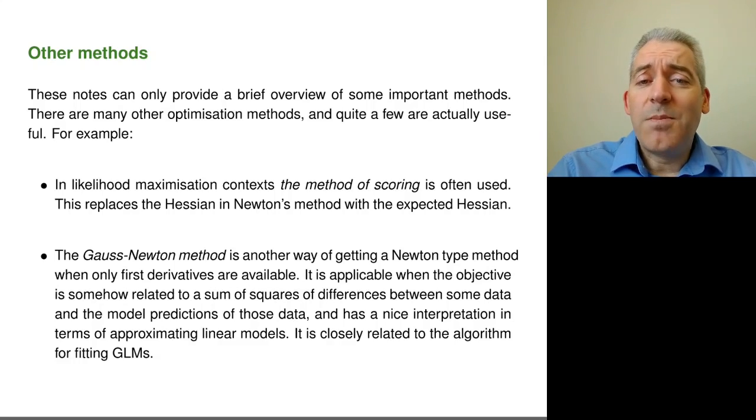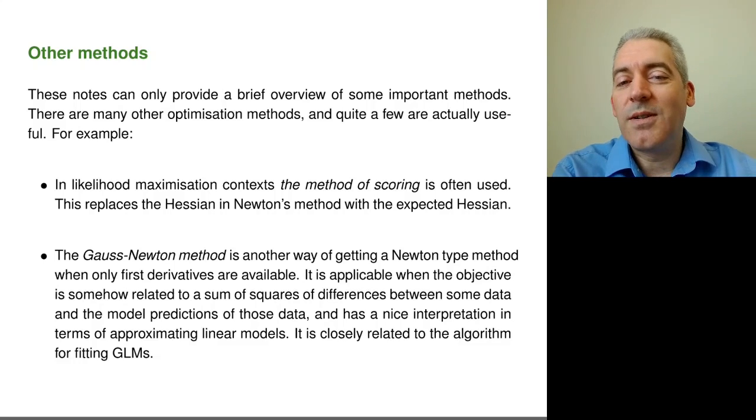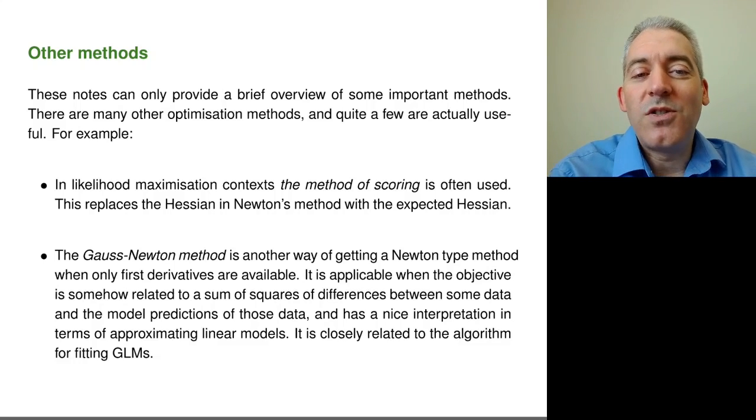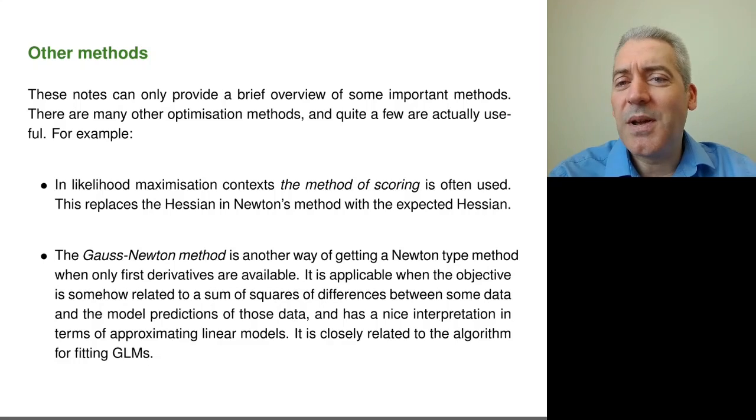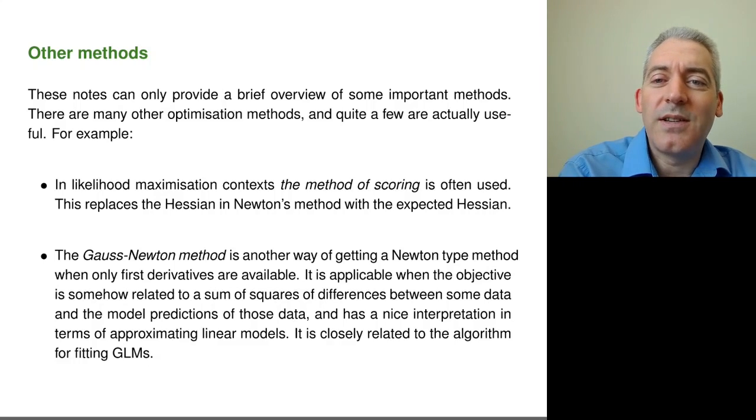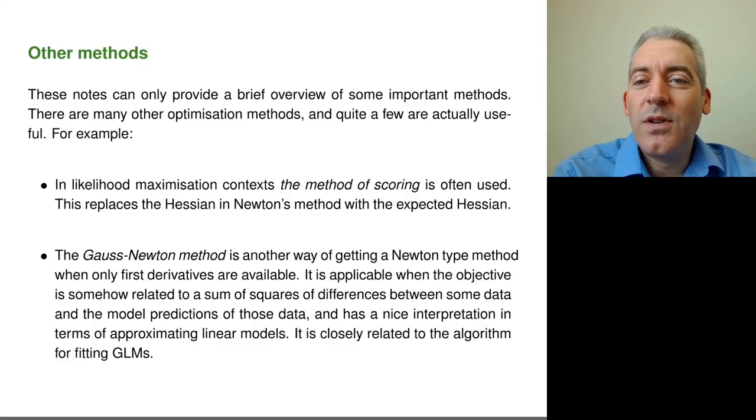In that context, the method of scoring is often used, but in many cases, that's exactly the same as Newton's method, and in other cases, it's very similar to Newton's method because it just replaces the Hessian with the expected Hessian, which in some contexts is a more natural thing to think about. So that's just a trivial tweak on Newton's method. It's more or less the same.